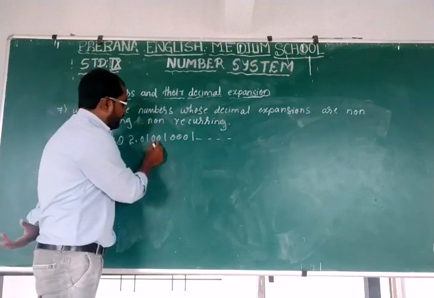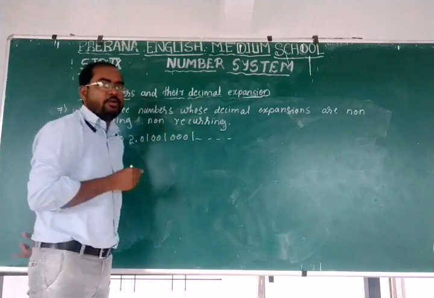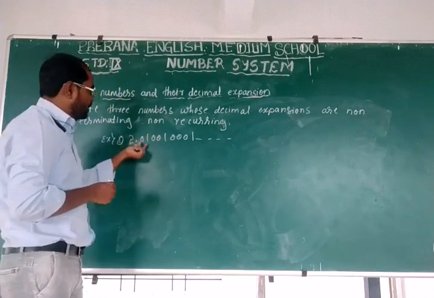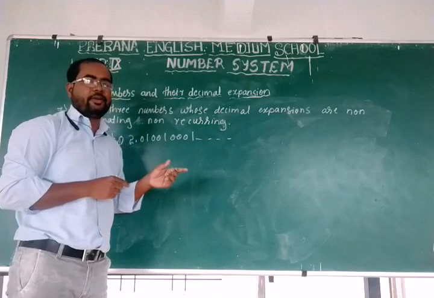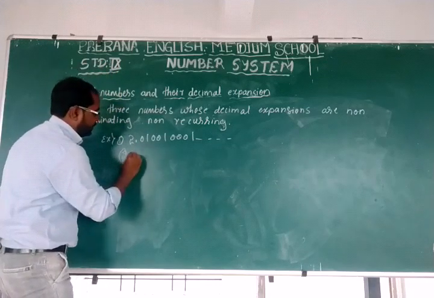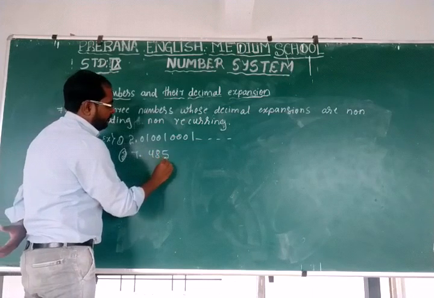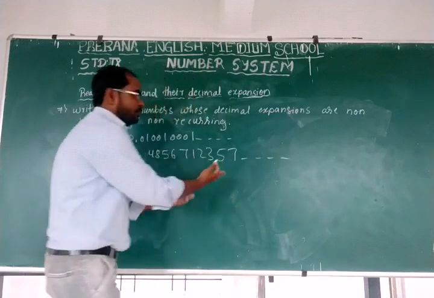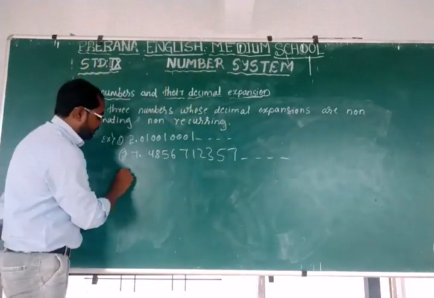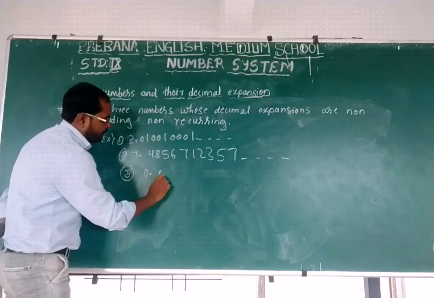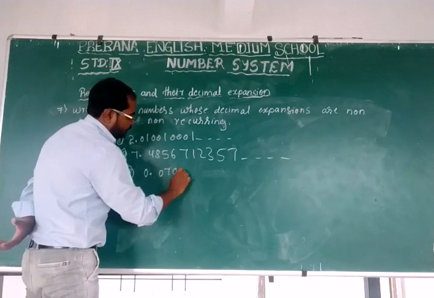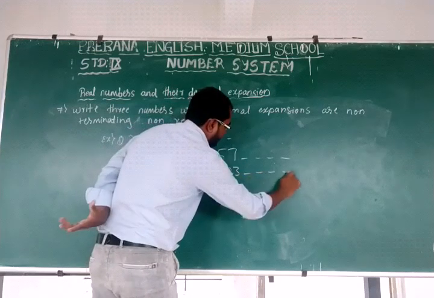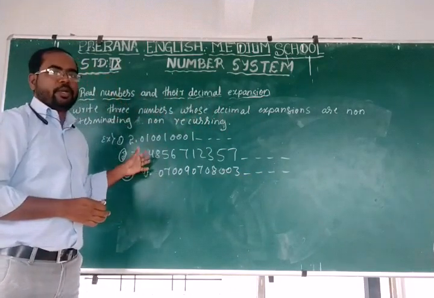See here, it is 01, here it is 001, here it is 0001. So the zeros in between the blocks are expanding. That means it is non-recurring. If it is 0101, then you would say it is recurring. For the second example, like this, many examples you can write: 4, 8, 5, 6, 7, 1, 3, 5, 7, like this. And one more you write: 0.07, 009, 07, 08, 003. These 3 examples are non-terminating and non-recurring.